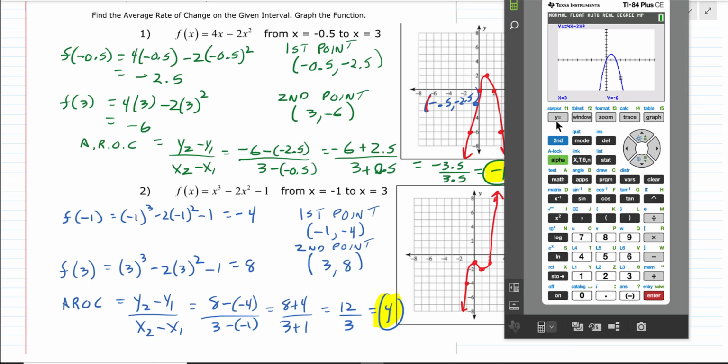And on this second one, you could do the same thing. If you put in the x to the third and the minus 2x squared, and the minus 1 like that. Again, you can graph that. It seems like people's graphing calculators, you were doing a good job on that. But you can trace these things out too if you want to. So if you go trace -1, that would be -4. So your first point's -1, -4. You can trace at the 3, the other x value I gave you, and that would give you an 8 like that.